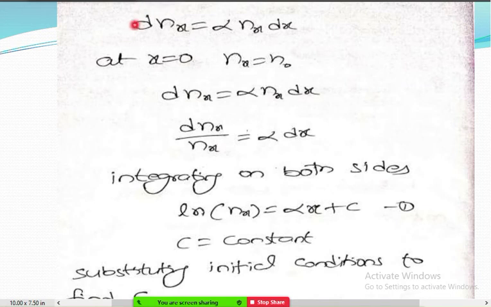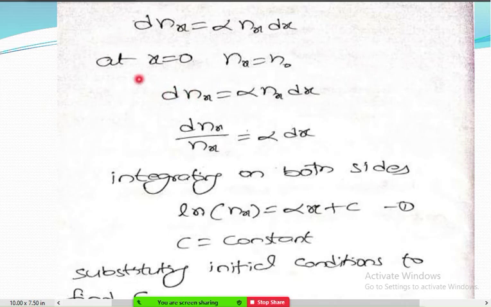So if you see here, dnx is the differential increase in number of electrons. If nx electrons travel a differential distance dx, the increase in number of electrons will be dnx. So dnx is equal to alpha nx dx. This is the initial condition: at x equal to 0, nx is equal to n naught. So keep this condition aside, afterwards we will use it.